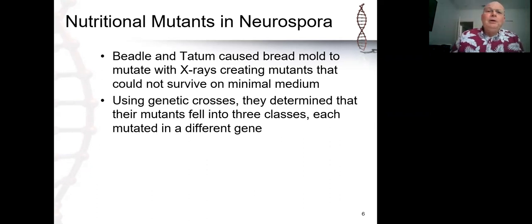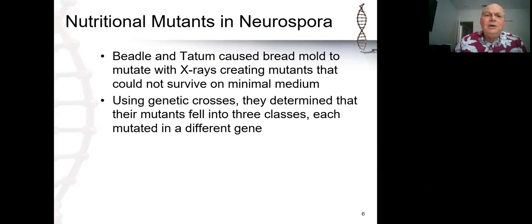But Beadle and Tatum were going to take advantage of the fact that X-rays would create mutations, and they were going to then examine these mutations for their ability to grow or not to grow on what is referred to as minimal medium. A minimal medium is simply one that provides the minimal chemical support that the organism requires, in this case the fungus, in order to grow.